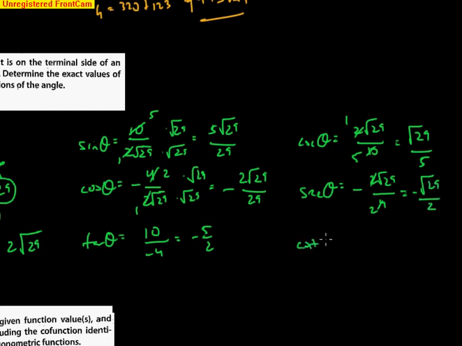And then my cotangent of theta. Now here I'm going to look at the final answer because it's simplified, and just flip it upside down. Negative 2/5. And there's how we find the 6 trig functions from knowing which quadrant and the x and y of a point on the terminal side.